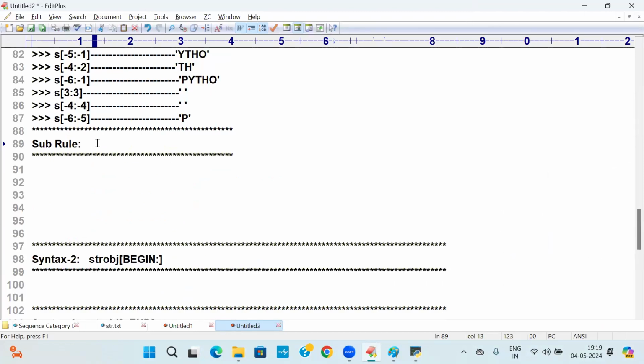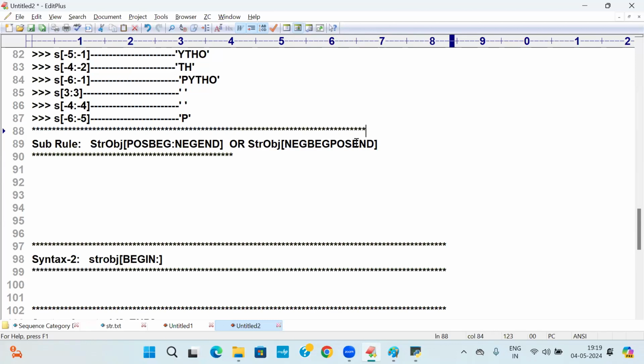Mixing, I am using. What is my mixing? Positive beginning, colon, what? Negative ending. Or one more I will use. What is this now? Negative beginning, and the next is what? Positive ending. This is the model I am going to cover.